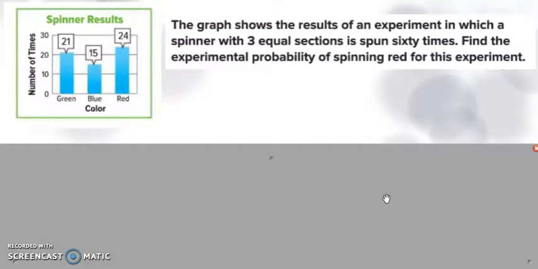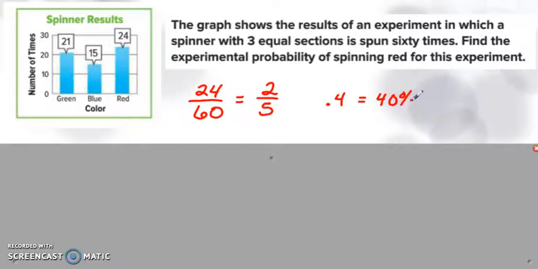The graph shows the results of an experiment in which a spinner with 3 equal sections, that's very important, they need to be equal, is spun 60 times. And here are the results over to the left. Green happened 21 times, blue occurred 15 times, red occurred 24 times. So we want to find the experimental probability. The total times that the spinner was spun was 60, so that's how many trials there were, and there were 24 that landed on red. If we reduce that, you get 2/5. Change it into a decimal is 0.4, and then changing it into a percent would be 40%.